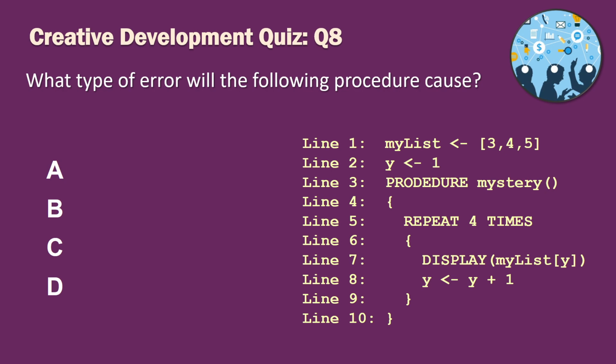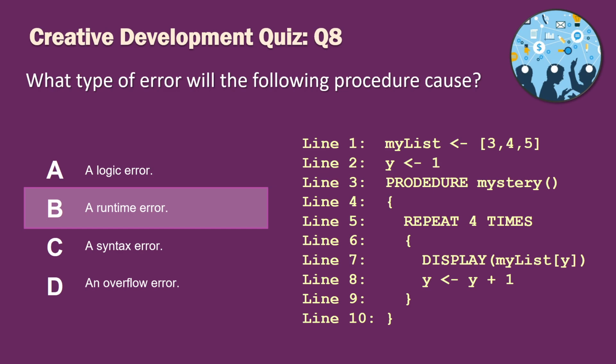And finally, what type of error will the following procedure produce? We have a procedure where we're going to repeat 4 times. What is going to happen? Logic error, runtime error, syntax error, overflow error. Well, if you want to pause, you can pause now. This error is a runtime error.